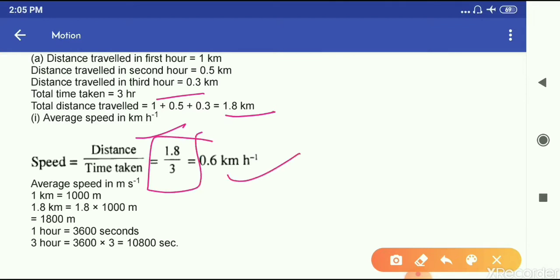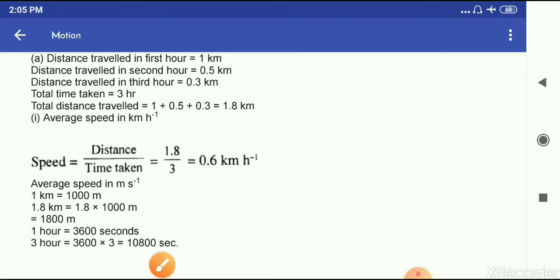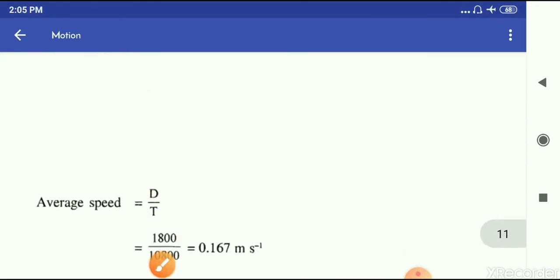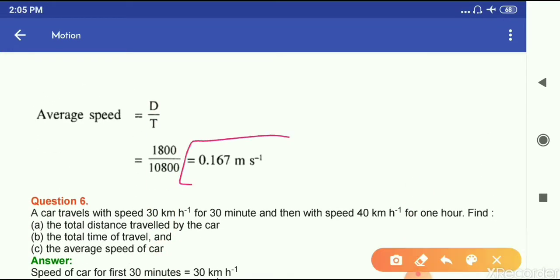Now to change it into meter per second, we know that 1 kilometer is equal to 1000 meter. Therefore 1.8 multiplied by 1000, we get the answer 1800 meter, and multiplying this 3 hour by 60 into 60 we get the answer 10,800 seconds. Now putting these values in the formula we get the answer 0.167 meter per second. This is the average speed in meter per second.